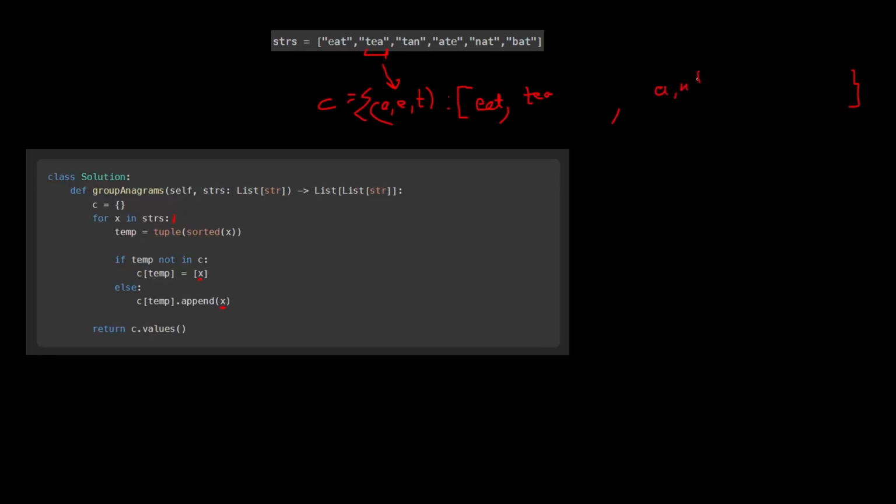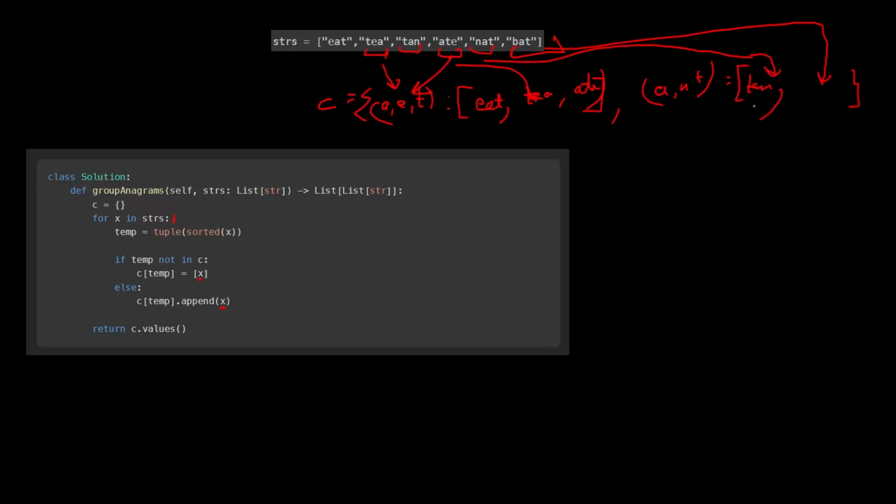So tea will be added here, then tan will be a, n and t, it will form ANT, and ate will again form AET, so it will be added here, and this will be added here, and this will form a new key with a b t.